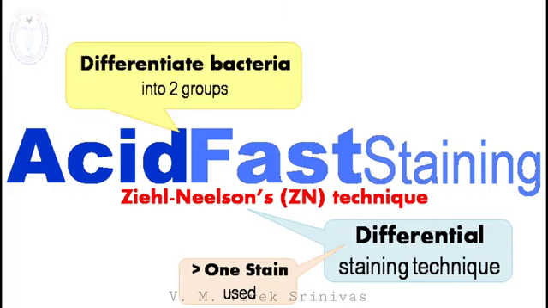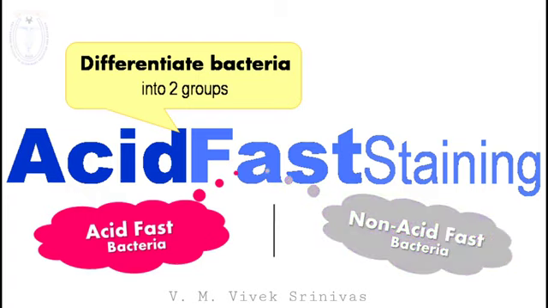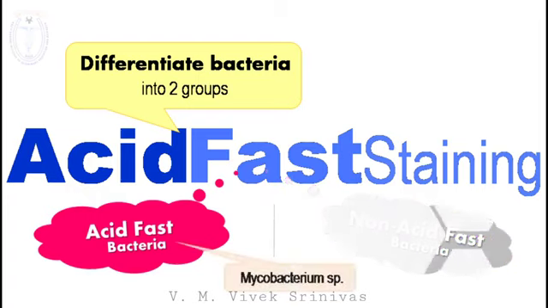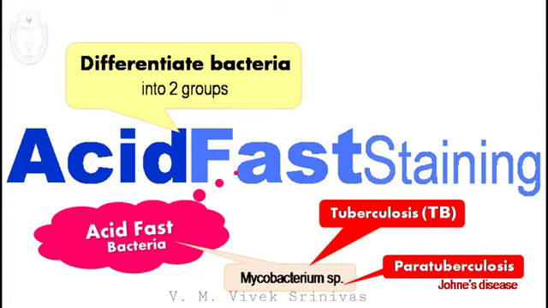This technique is used to differentiate and classify the bacterial organisms into two groups: the acid-fast bacteria and the non-acid-fast bacteria. Our interest is to identify the acid-fast bacteria. A very good example of an acid-fast bacterium is Mycobacterium species, which is the causative agent of tuberculosis, the TB, in humans and animals, and the causative agent of paratuberculosis in animals.